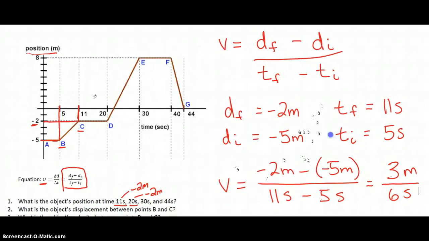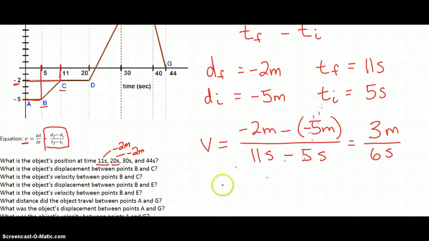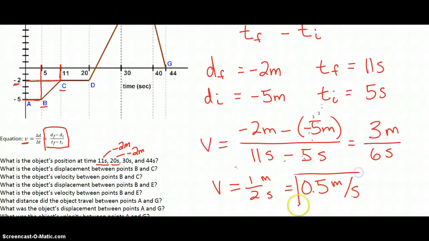I'm just going to scroll down here a little bit. So my velocity is going to be 1/2, or 1 meter over 2 seconds, which equals 0.5 meters per second. And there's my answer.